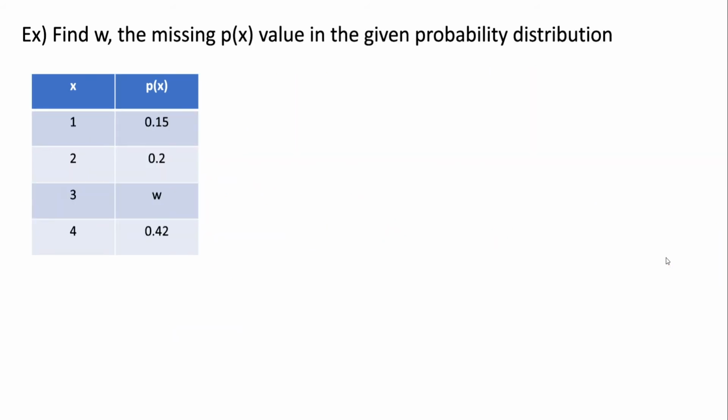Now let's look at another type of problem. Here we want to find W, the missing probability value in the given probability distribution. In order to do this, we need to remember a particular fact we had, that the sum of all of the probabilities in any probability distribution is always equal to 1. So if we know that adding up all of these probabilities has to equal 1, we can use that information in algebra to figure out what W is supposed to be.